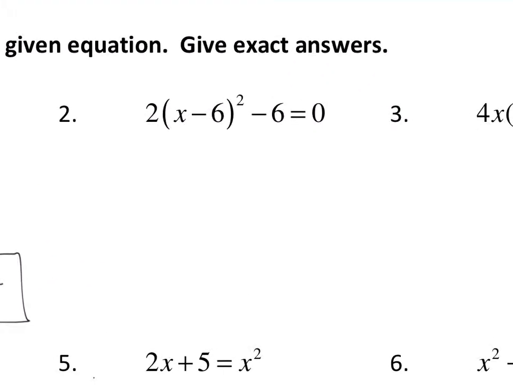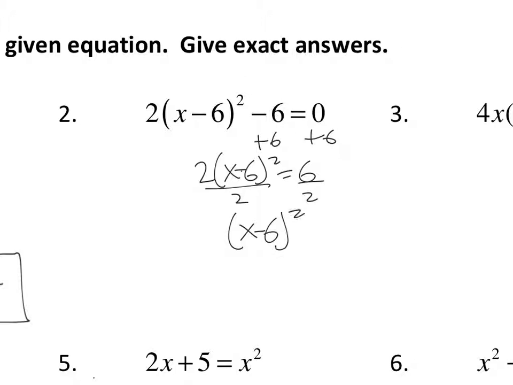Over here, we want to get that x squared all by itself, so let's add 6 to both sides. And we end up with 2 times x minus 6 squared equals 6. Let's divide by 2. We want to get that squared thing all by itself. There we have it. We're going to square root, and we got x minus 6 equals plus or minus the square root of 3.